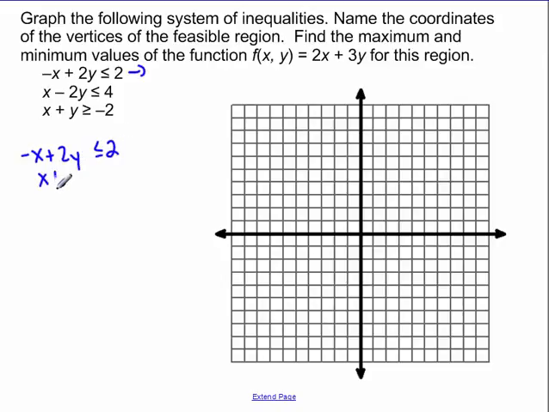Now, if you find your intercepts, again, I think that's the easiest thing to do. If you make x 0, y would be a positive 1. If you make y 0, x would be a negative 2. So plot those points: (0, 1) and (-2, 0).